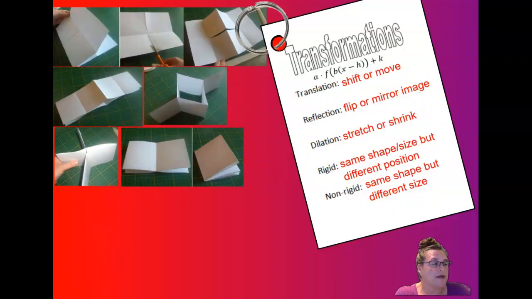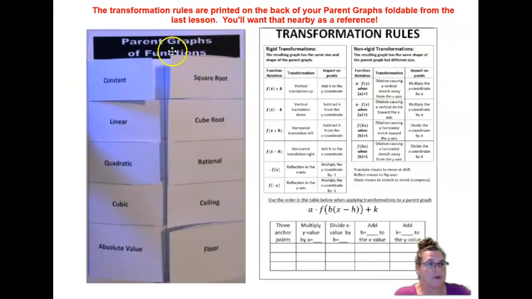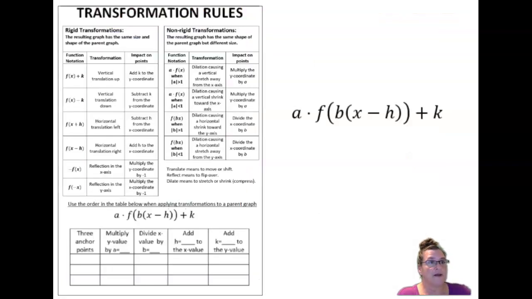If you look at the parent graph foldable that we made in the last lesson and flip that over to the back, you'll see the transformation rules listed out here. If you weren't able to print that, you're going to want to make sure that you copy those transformation rules from that PDF file into your notes, because you want to have that as a handy reference as we're working through these examples that follow.